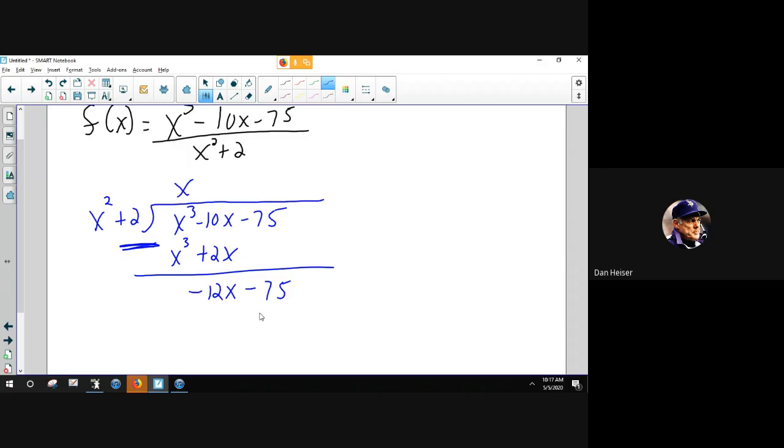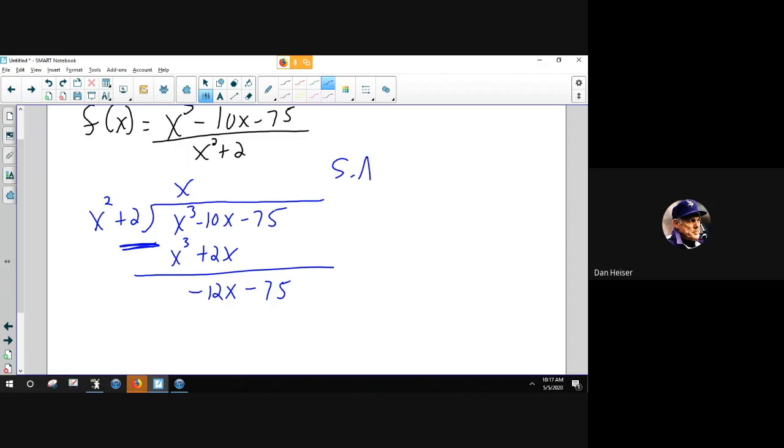Now look what happened. x squared cannot go into this anymore. This is bigger than that. So all the rest of this is remainder. x squared can only go into x cubed, and it can only go into another x squared. Well, we don't have an x squared, so we're done.